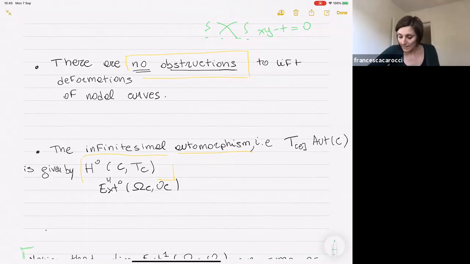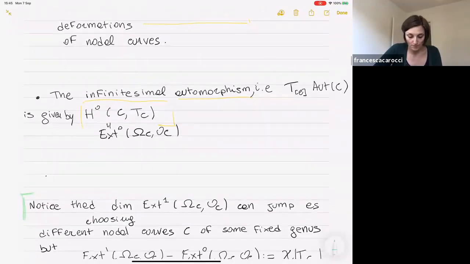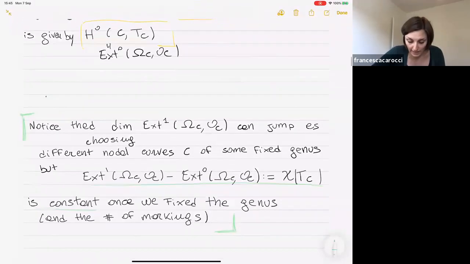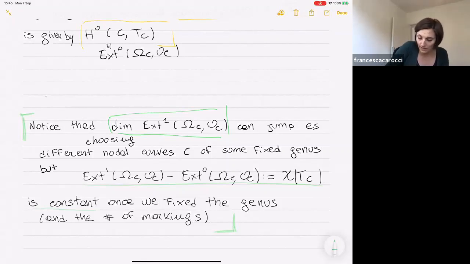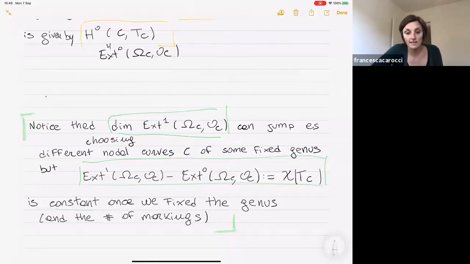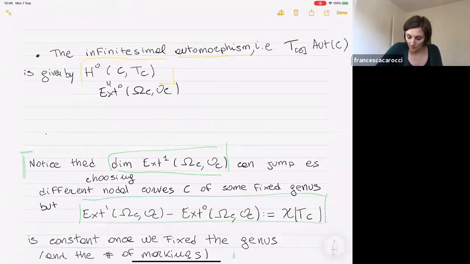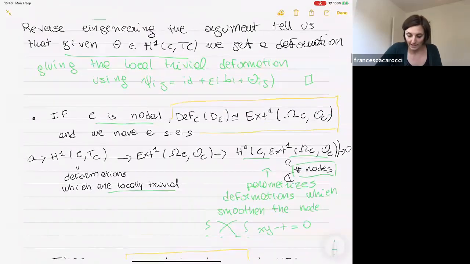Okay, let's see what we can say now that we've studied this deformation of curves about the parameter space of all curves. Before we do that, let me notice one thing. The dimension of this group of extensions can jump as we choose different nodal curves of genus g. For example, if C is smooth or C is nodal, these are different, but their difference is constant once we fix the genus and the number of markings. And this is what will give us a well-defined dimension.